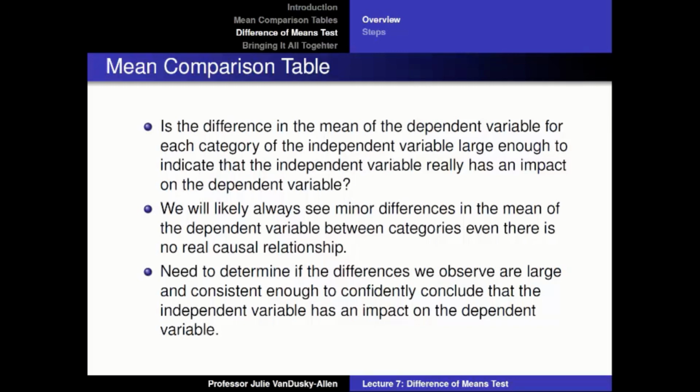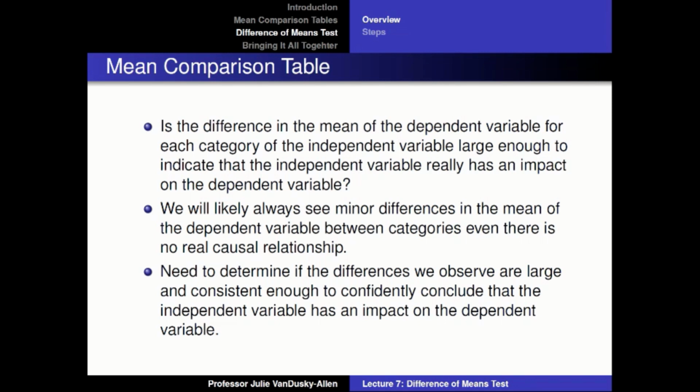Even though the mean comparison table indicates that there is a difference in the means of the ideological positions of Democrats and Republicans, is the difference in the mean of the dependent variable for each category of the independent variable large enough to indicate that the independent variable really does have an impact on the dependent variable? We will likely always see minor differences in the mean of the dependent variable between categories of the independent variable, even if there's no real causal relationship.